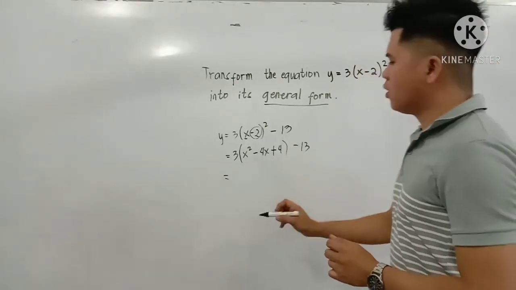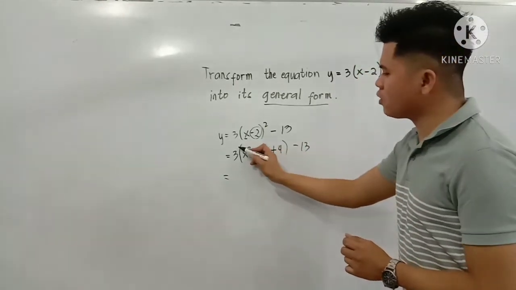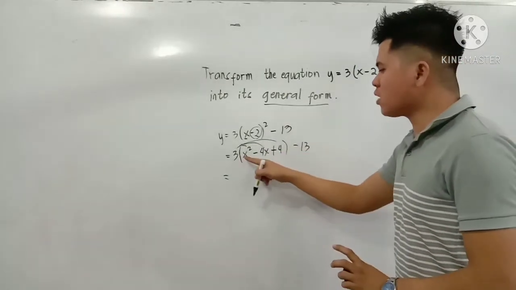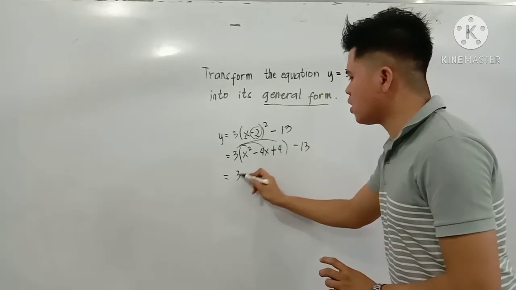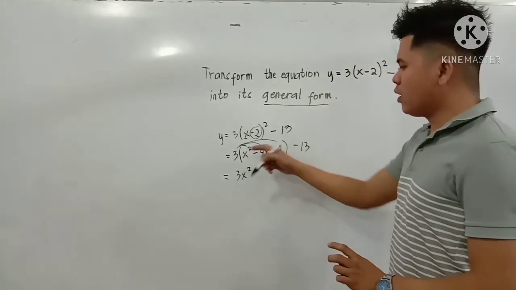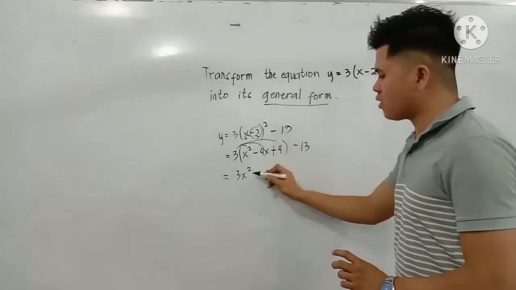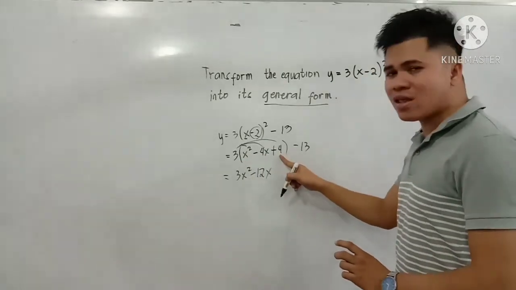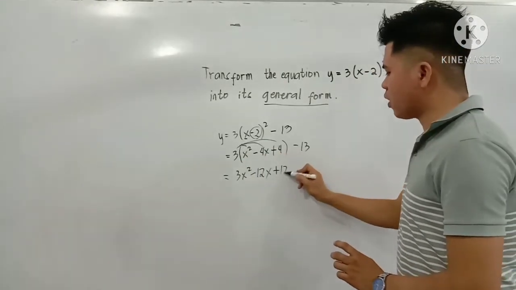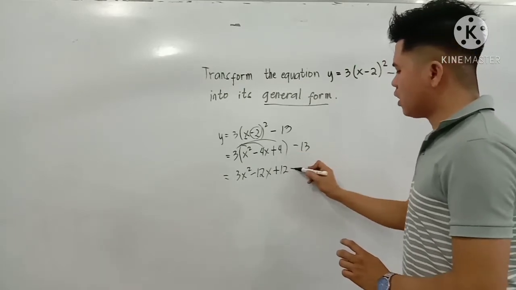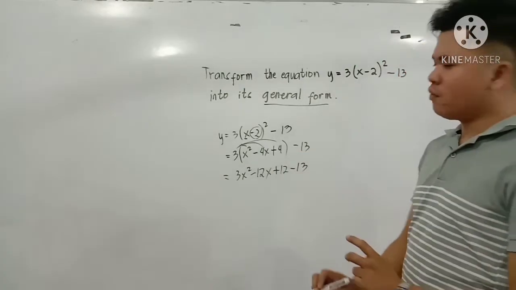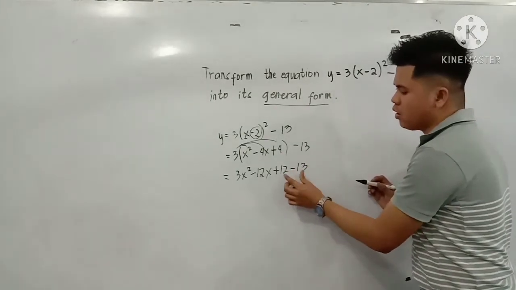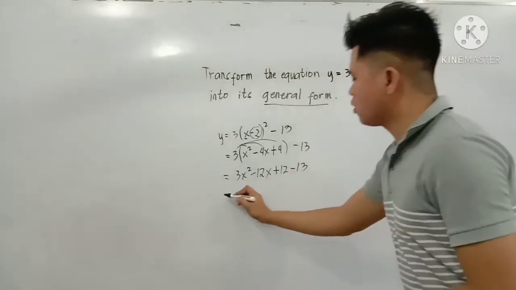Then, we have to distribute this 3 to all the terms inside the parentheses. So, 3 times x squared is 3x squared. Then, 3 times negative 4x is negative 12x. 3 times positive 4 is positive 12. Then, just copy negative 13. Then, as you observe, we have here 2 constants. So, that means we have to combine this one.